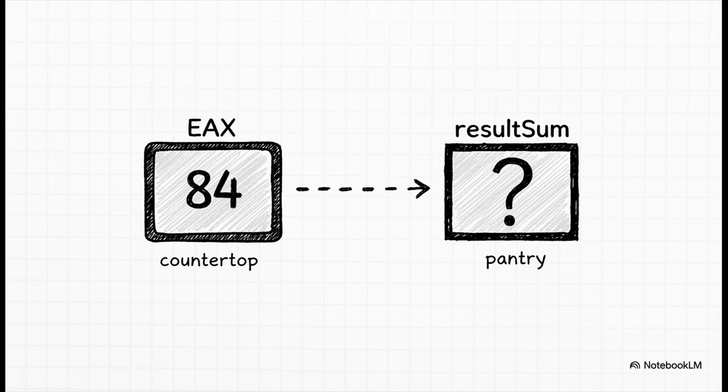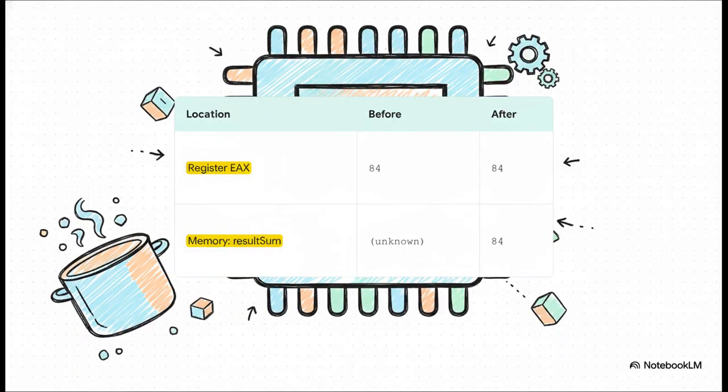So we bring back our trusty MOV instruction, but this time we're copying in the other direction. The source is our EAX register, the countertop, and the destination is result sum, that empty spot we saved in memory a little while ago. And here we see that final step. We take the value 84 from our countertop register and we store it back in the pantry, our result sum spot in memory. And that's it. The calculation is complete and the result is safely stored away.